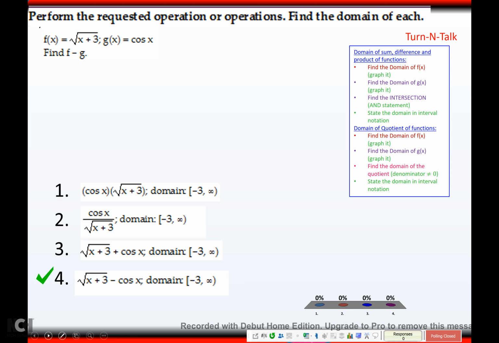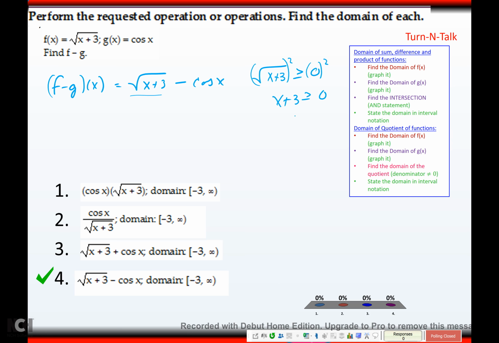Alright, this one they want you to subtract. Hit pause, come back when you're ready. And hopefully you got 4. To subtract f minus g of x, I take my f function, square root of x plus 3, minus my g function, cosine x. Obviously you can't subtract trig from square root, so you're done. We do have drama because we have a radical, so I have to say, Mr. Radical, you must always stay positive. Square root x plus 3 greater than or equal to 0, minus 3. X has to be greater than or equal to negative 3, which means this is my domain. So my domain starts at and includes negative 3 and goes to infinity.